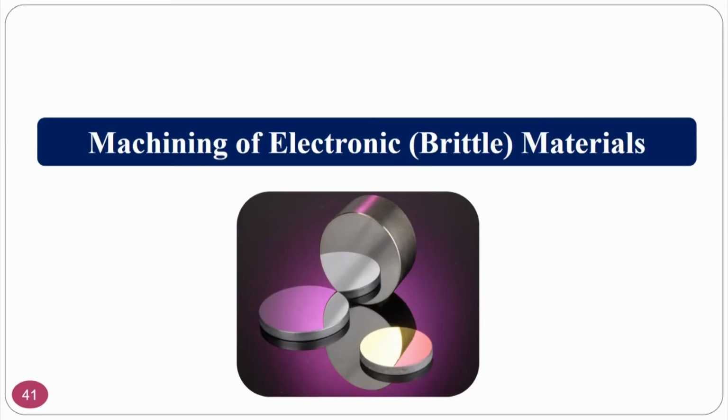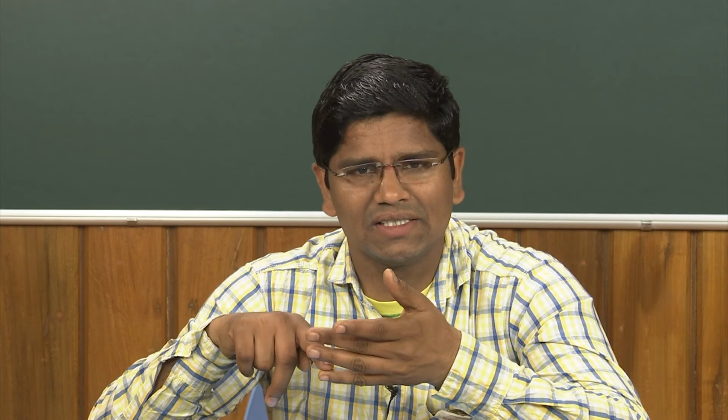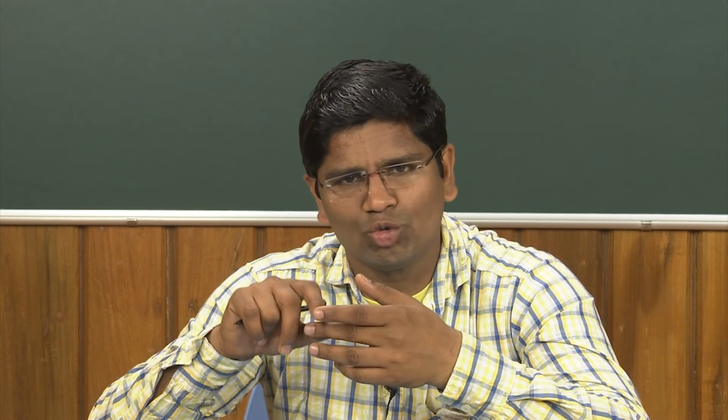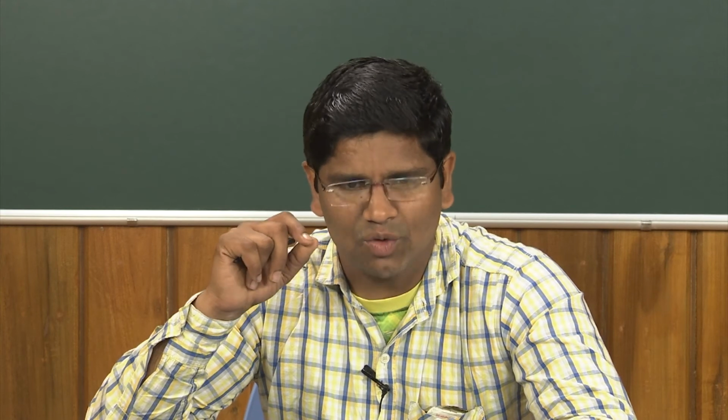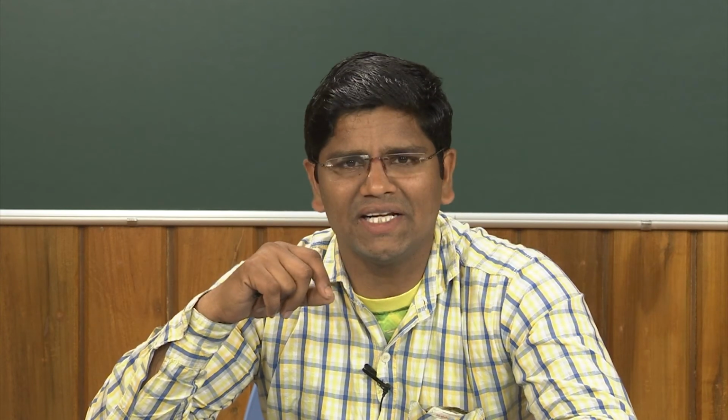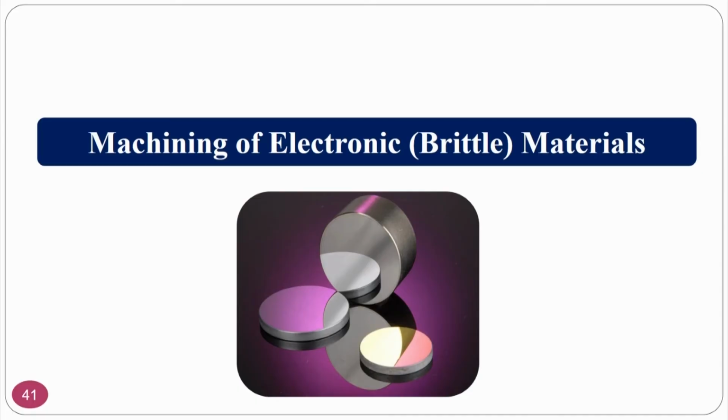Now we move on to the electronic materials, machining of electronic materials. For the electronic materials like silicon, which I am going to talk about mostly, it is a brittle material. Till now we have seen the ductile materials and high strength materials, super alloys and all those things. That's why we are missing the brittle materials. That's why in these electronic materials, I am going to talk about the brittle materials.